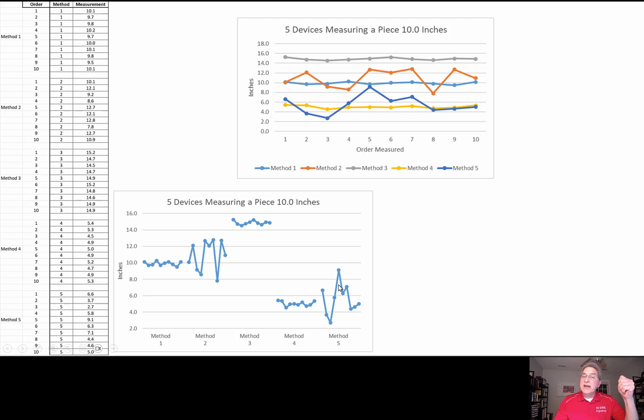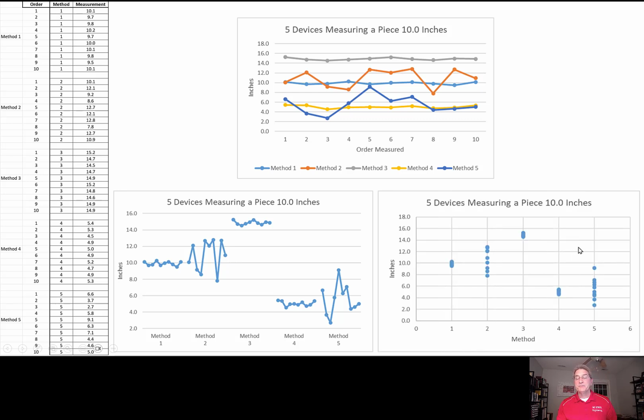Okay, let me change the channel again. This time I'm going to do an XY graph with method being my X and that being my Y. Looking at it another way. Now, for me personally, I think this shows the difference in variability a lot better than the other ones.